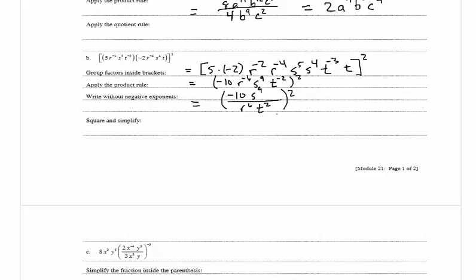And now we want to square and simplify. So we have negative 10 squared is equal to 100. S to the 9th squared is s to the 18th divided by r to the 6th squared is r to the 12th, and t squared squared is t to the 4th.